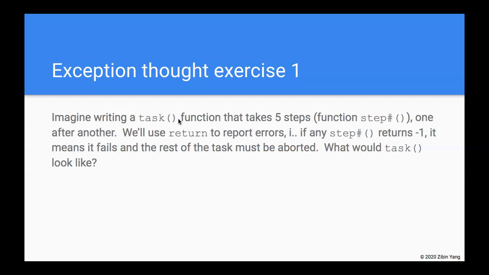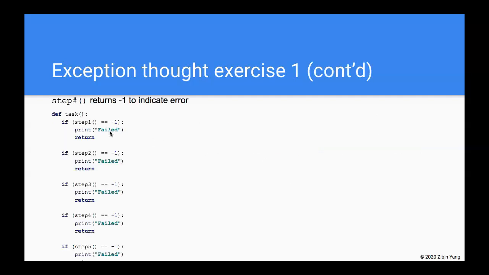Now, for the first approach, we'll use return to report errors, i.e., if any step 1 or 2 or 3 or 4 or 5 returns -1, that means that particular step has failed, and the rest of the steps must be aborted. So if we were to write a task function like this, what would it look like? Well, it'll probably end up looking something like this.